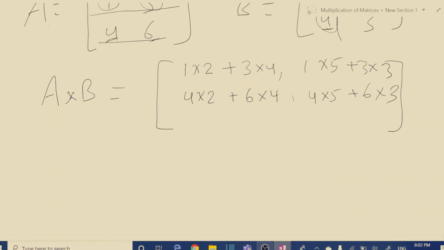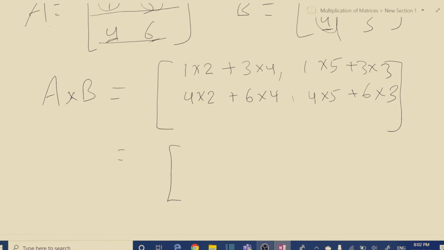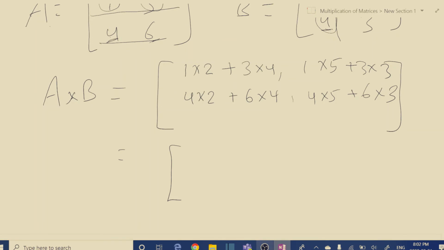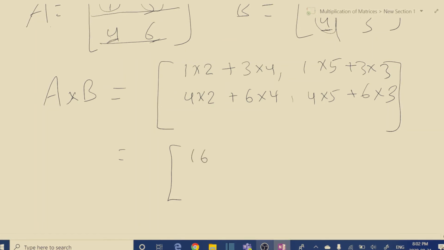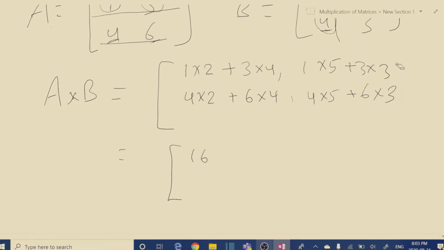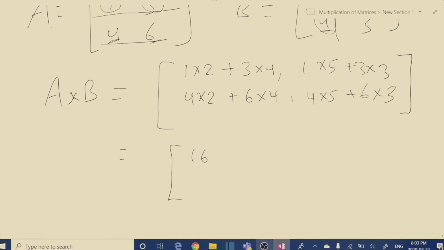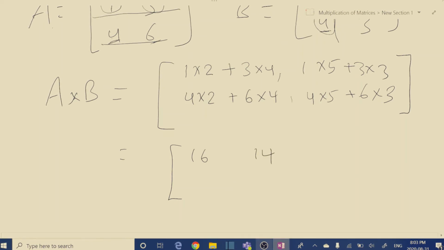1 times 2 is just 2. 2 plus 3 times 4, that's 12. 12 plus 2 is 14... so let me just make this one clear. 1 times 5 is 5, plus 3 times 3 is 9, so 5 plus 9 is 14.